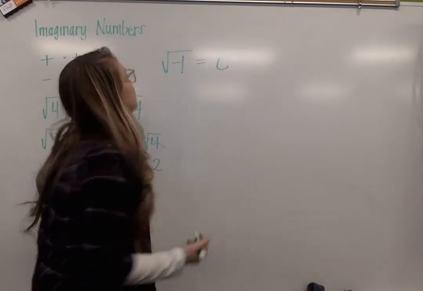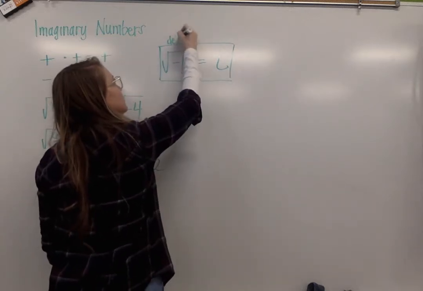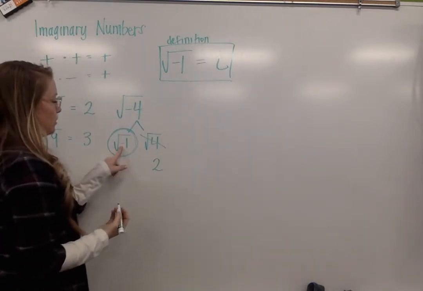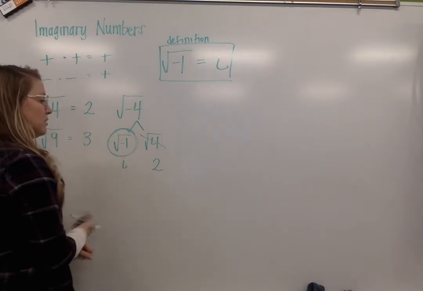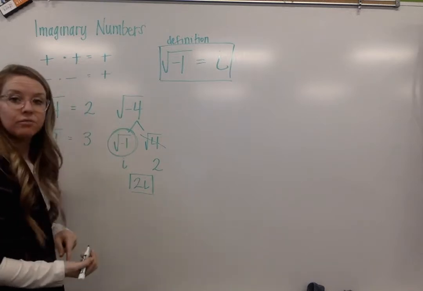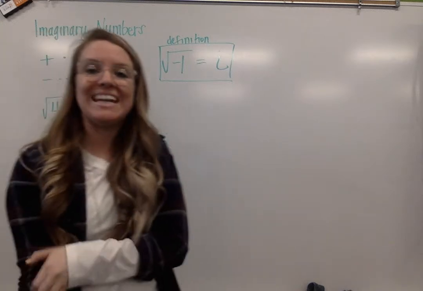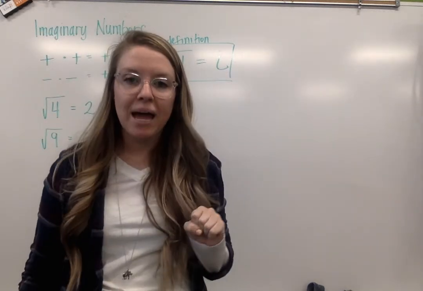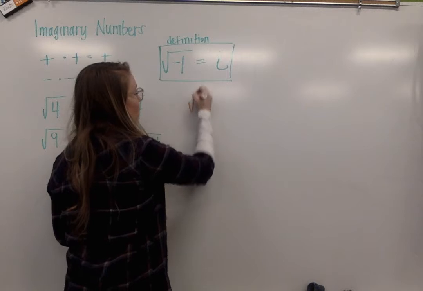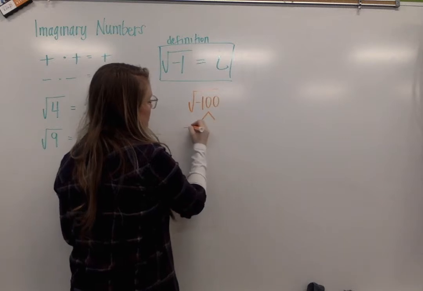It's just an i. Little cursive i. That is the definition for our imaginary numbers. So when I take the square root of this negative 1, it's going to give me i. So I have 2 times i is the square root of negative 4. Simple as that. Anytime you take the square root of a negative number, it's going to give you an imaginary solution.